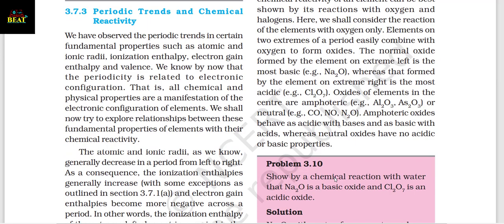3.7.3 Periodic Trends and Chemical Reactivity. We have observed the periodic trends in certain fundamental properties such as atomic and ionic radii, ionization enthalpy, electron gain enthalpy, and valence. We know by now that the periodicity is related to electronic configuration. That is, all chemical and physical properties are a manifestation of the electronic configuration of elements. We shall now try to explore relationships between these fundamental properties of elements and their chemical reactivity.